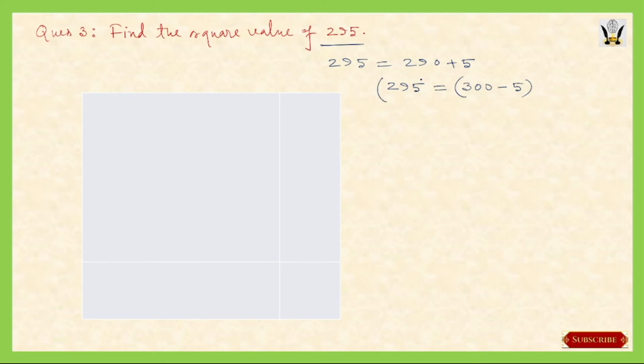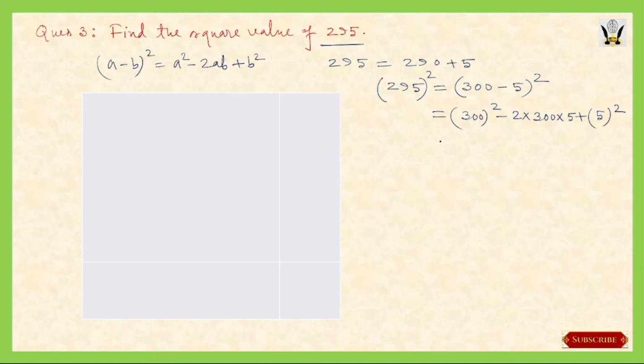So when we find the square of 295, it will be the square of this value. That means it will be 300 minus 5 whole square, A minus B whole square. We already know this identity: A square minus 2AB plus B square. So it will be 300 square minus 2 into 300 into 5, then plus 5 whole square. And numerically, when we calculate, this will come as 87,025. But this is the numerical calculation.